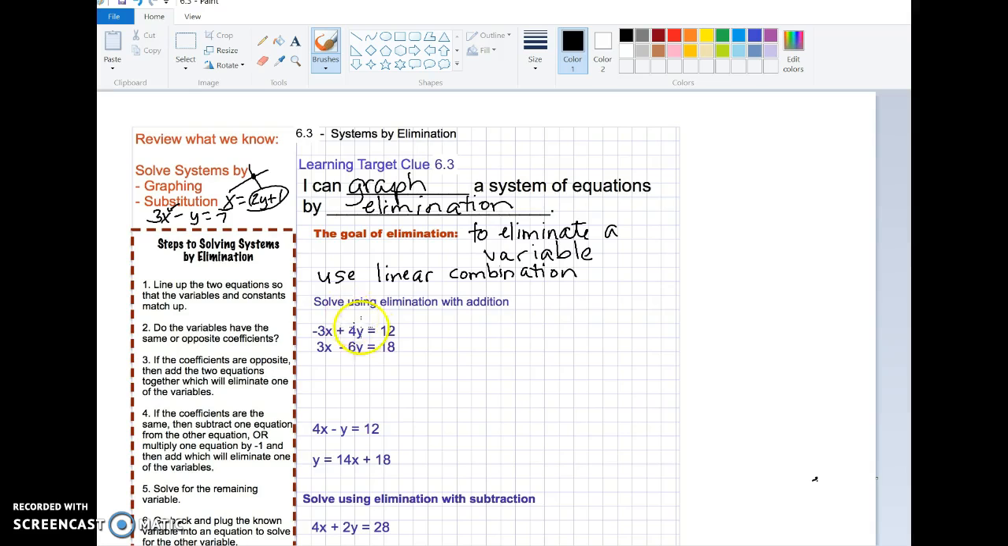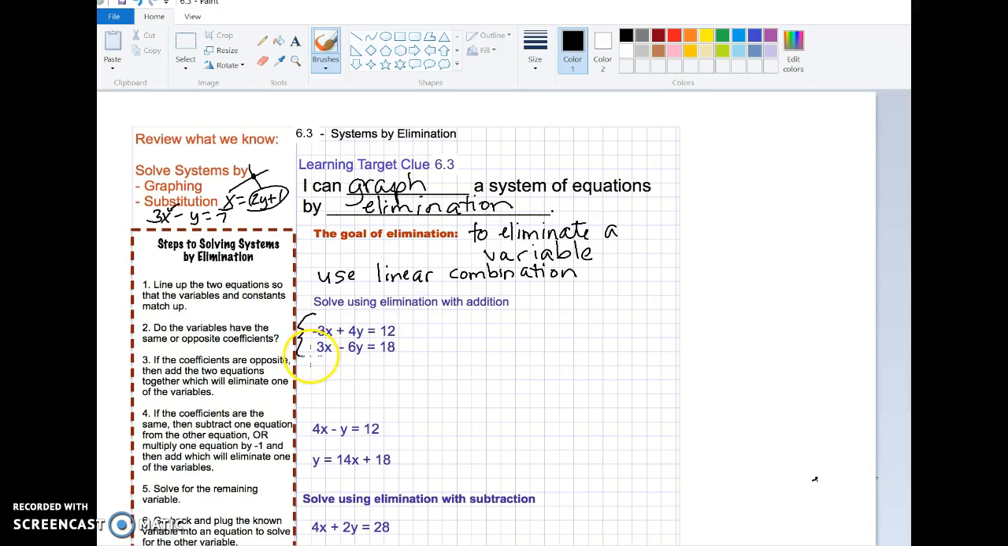Here we have negative 3x plus 4y equals 12, and 3x minus 6y equals 18. Now if I added these two together, what would happen to my x variable? Well, I would add negative 3x plus a positive 3x, and it would disappear. It would become 0. So that's one of the things I look for: are there any variables that when I add them together, they'll disappear? If that's the case, then I can easily use elimination.